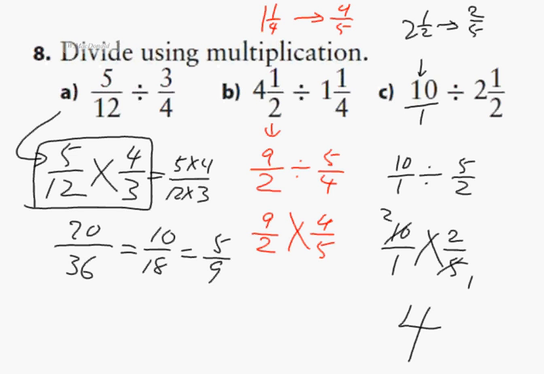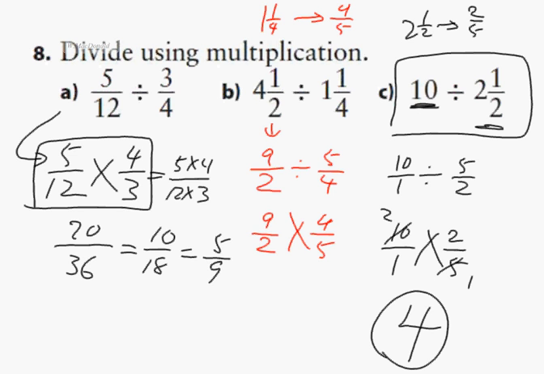Now the interesting thing, if I think of this question as being an estimation question, use our division. I have $10 and I need to divide it into piles of $2.50. How many piles could you make? You can make 4 exactly, and that's why our answer is 4.